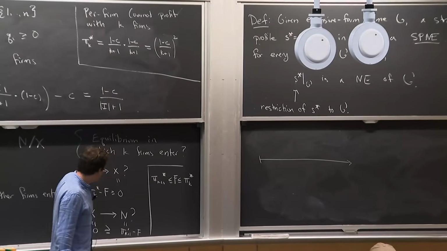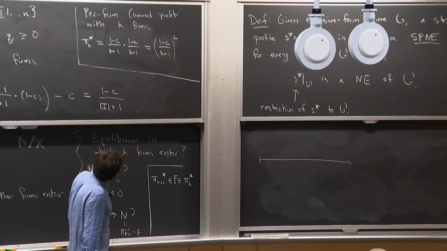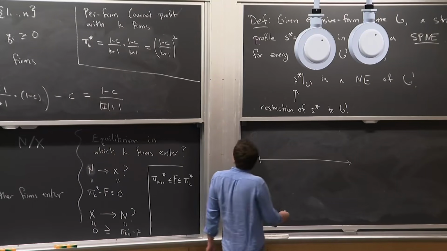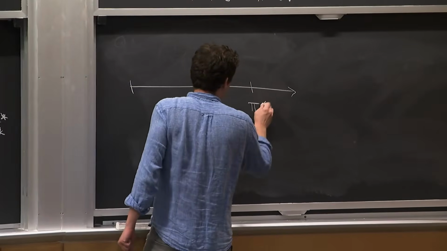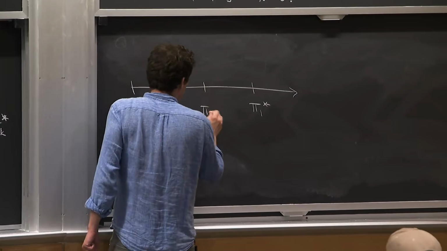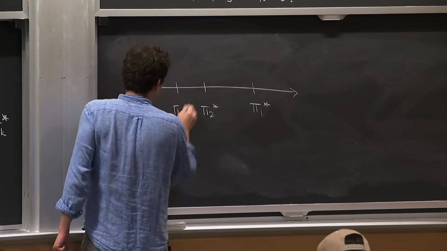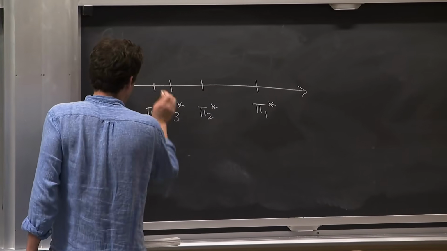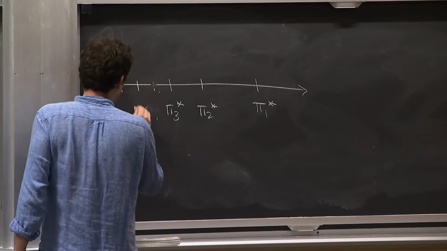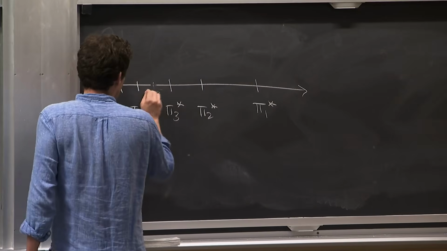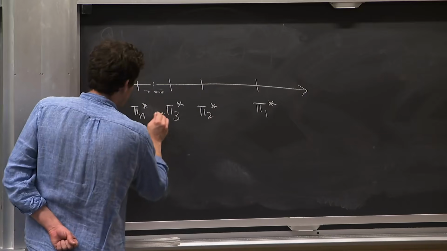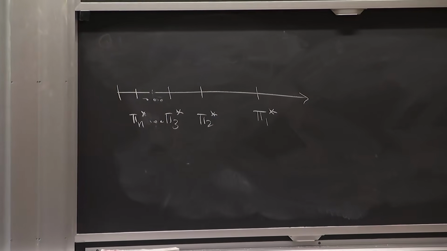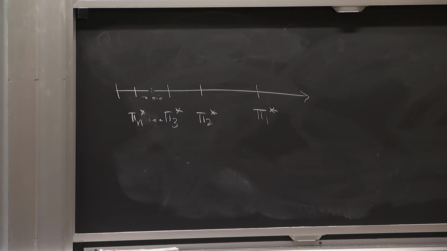So what I want to do is plot all these pi k's on this chart. We're going to get something like pi 1 star, pi 2 star. It's quadratic, so they're going to start getting closer together. Pi 3 star, pi 4 star, pi n star. So we can plot all these points in the graph, and we can try to see what's going to happen based on where f is relative to these points.